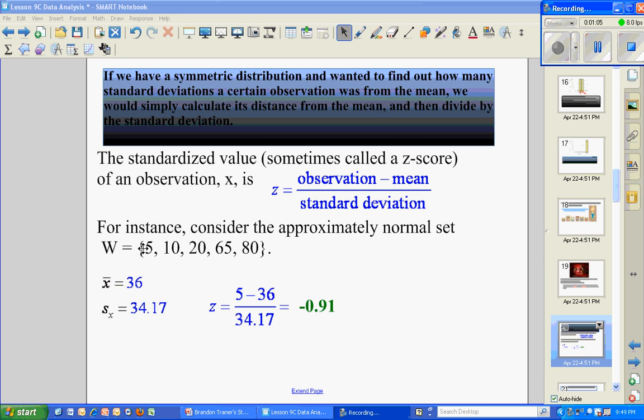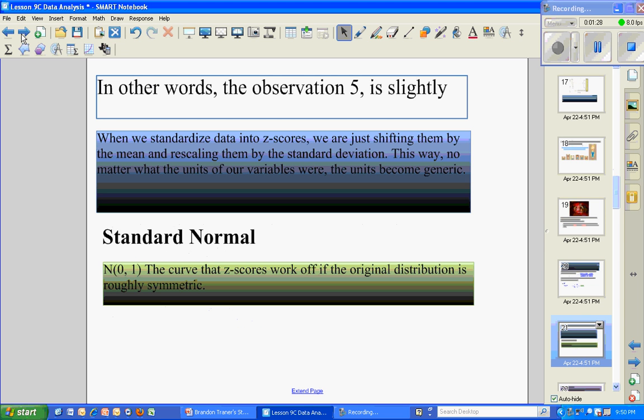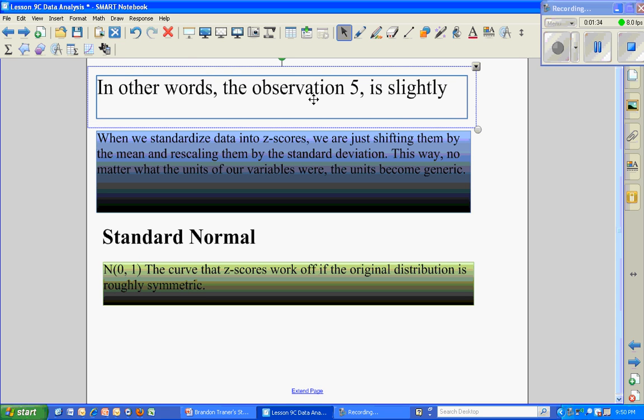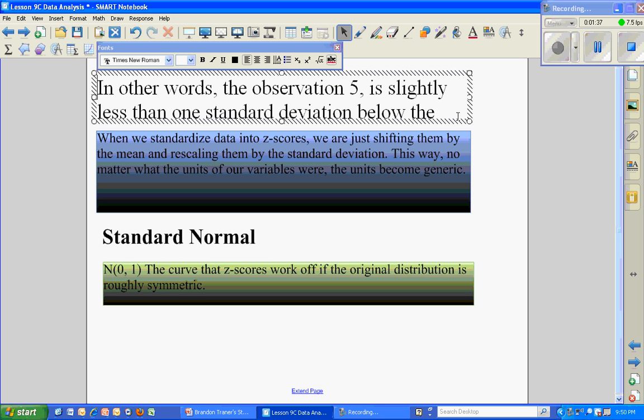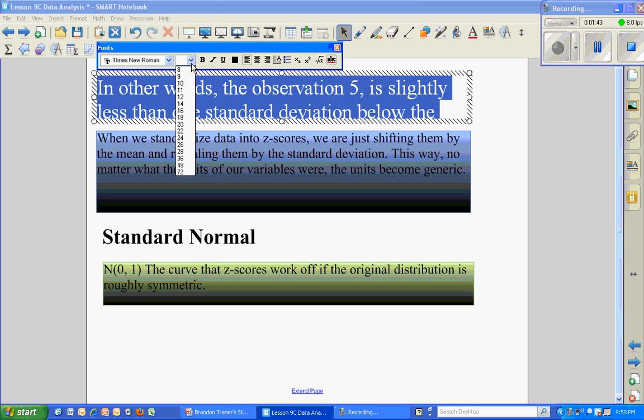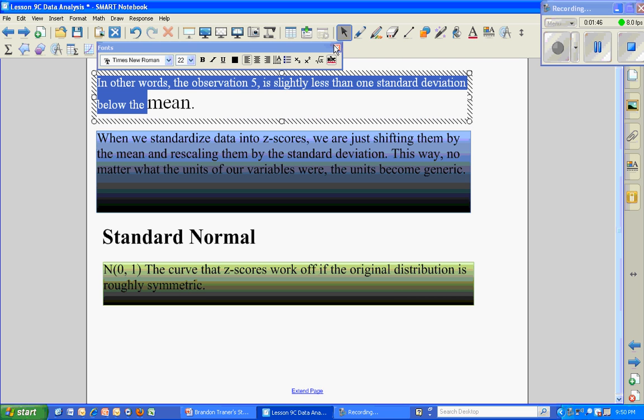So if we wanted to know what the z-score for 5 would be, you would say 5, because that's the observation we're working with, minus the mean, which was 36, and then that would be negative 31. And then we would divide that by 34.17, and that would give you a z-score of negative 0.91. So in other words, the observation 5 is slightly less than 1 standard deviation below the mean.